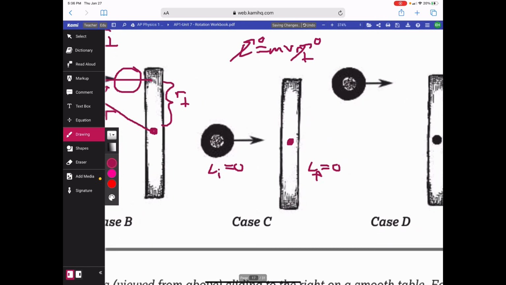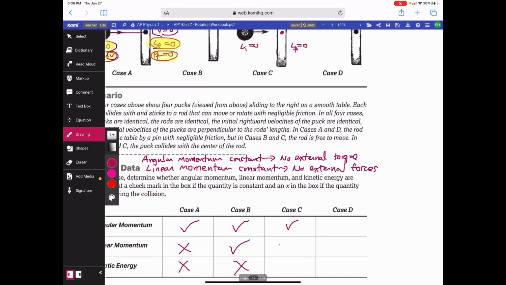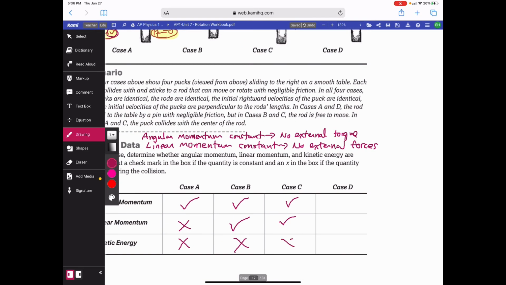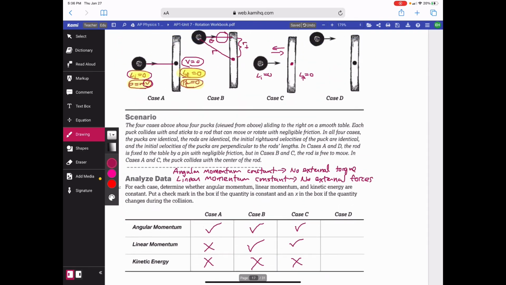Now, the linear momentum: when the puck hits, the puck and bar move together as one unit. The puck applies a force on the bar, and the bar applies a force back on the puck. There are no external forces on the system. Therefore, linear momentum is conserved too. Kinetic energy is still not conserved because you're moving way too slow after collision. Case D.